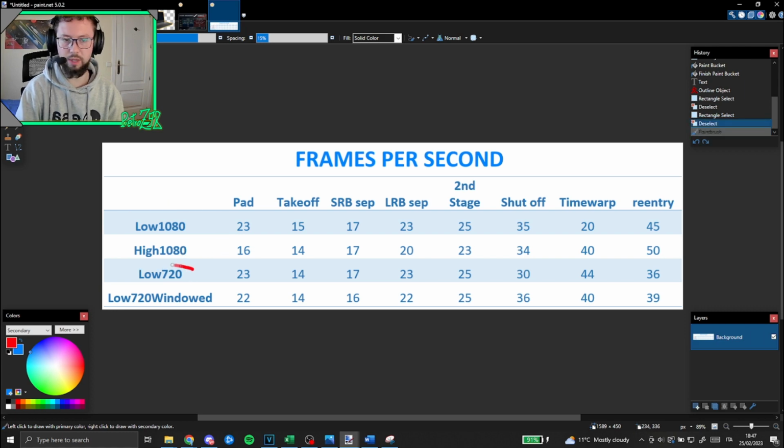In 720p instead the FPS were staying at more or less 20 frames, which was in line with what was happening during the shut-off and second stage phase, which were at the same height above the surface of Kerbal.